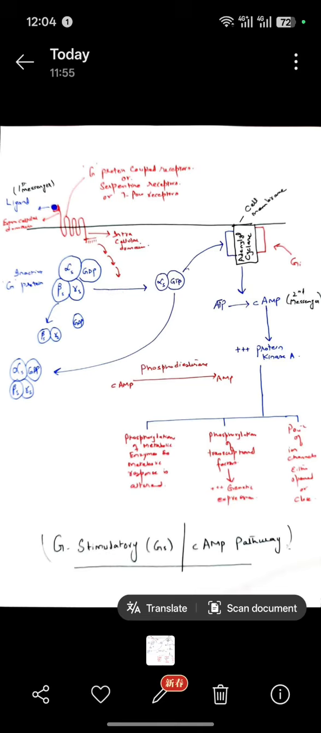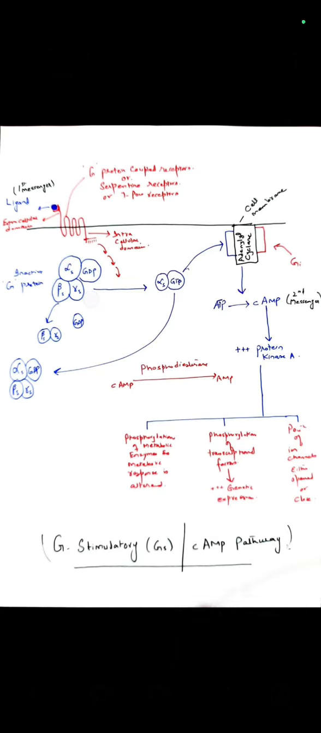The inactive form of the G protein has alpha stimulatory, beta and gamma subunits bound with GDP. Once it is converted to the active form, the beta and gamma components are separated and GDP is released. Alpha stimulatory will bind with the GTP. This is the active form of the G protein. This active form of the G protein will bind to the membranous enzyme, which is adenylyl cyclase.